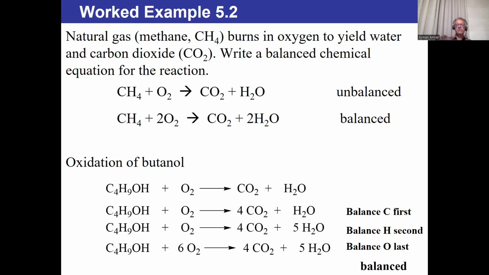Balance the equation. Finally, all of these atoms are balanced, and also the charge: charge here 0, charge here 0, product 0, 0. Also the matter is balanced, and also the charge is balanced.